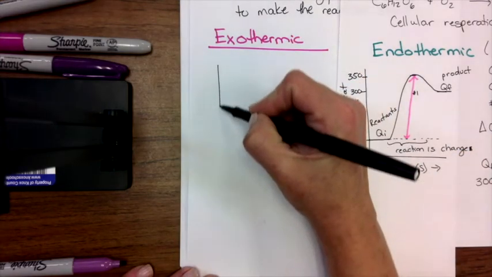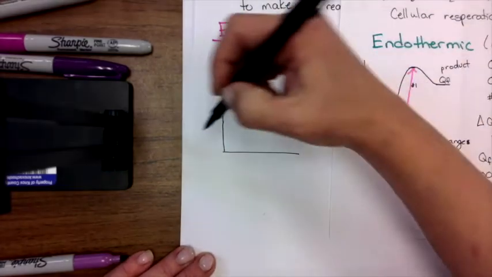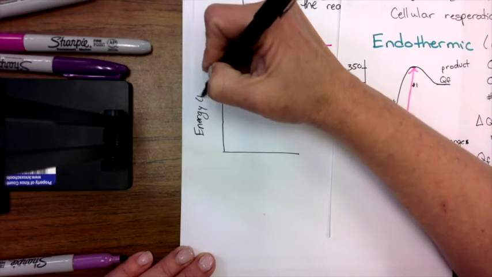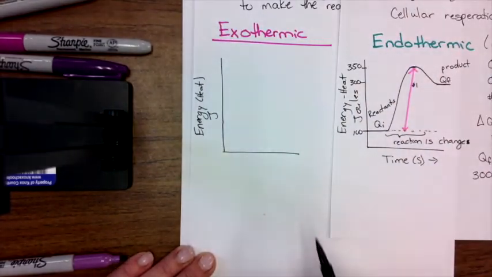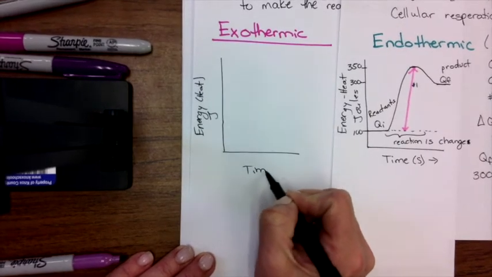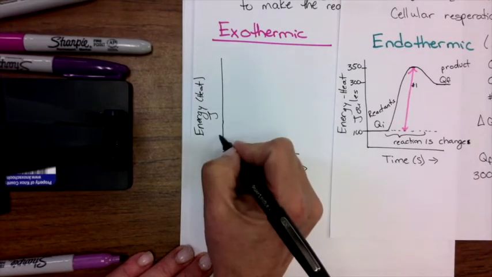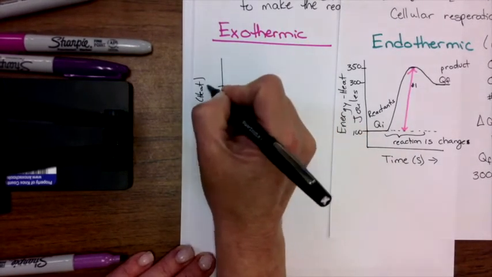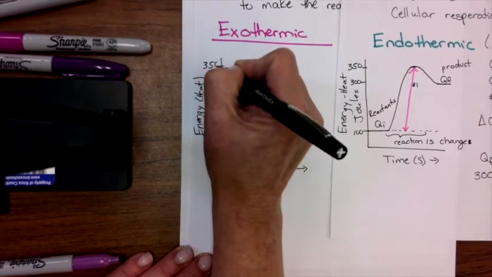So again, if I start with my X and my Y axis, we're going to have energy in the form of heat, and our measurement here will be joules. And then we're going to have time, and this can be in seconds, it can be in any time frame. And let's say that this is 100 joules, and we have our 300 again, and we have our 350.